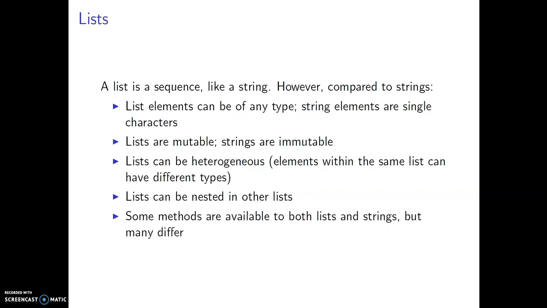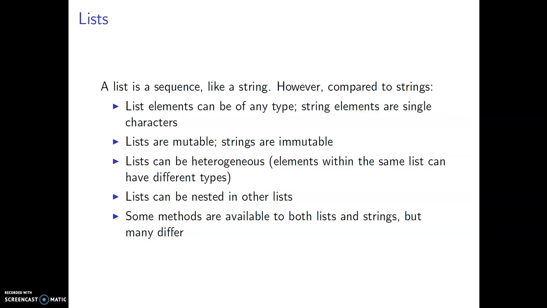Okay, so what is a list? It's just a sequence. It's like a string. However, list elements can be of any type. String elements are just characters, right? Lists are mutable, whereas strings are immutable. Well, we're going to see that not in this set of notes, but in the next one, I think.